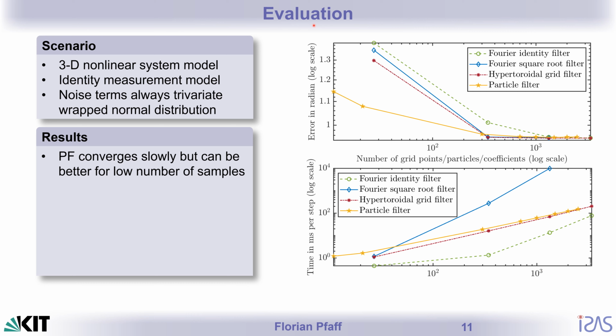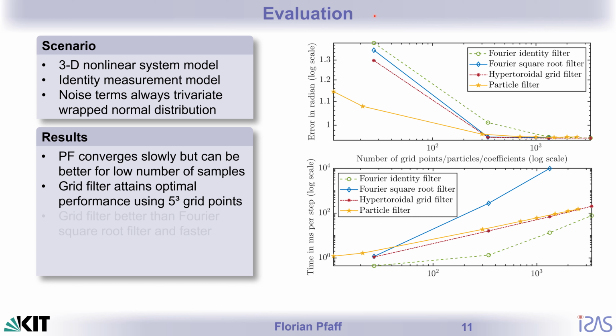So the particle filter converges slowly. You see with 2,500 particles, it has not reached the quality of the other filters, but for few particles, it's still pretty good. The grid filter already attains its optimal performance with 5 to the power of 3 grid points. You can see that here. And we believe that it's because the circular mean is already pretty close to the circular mean of the true posterior density, which is why it stops improving there.